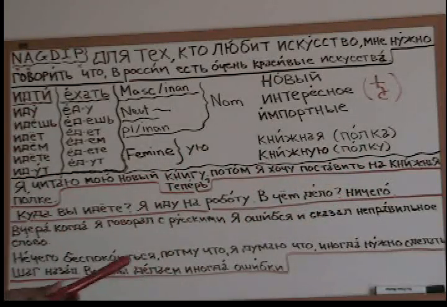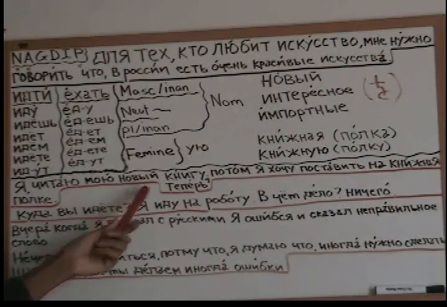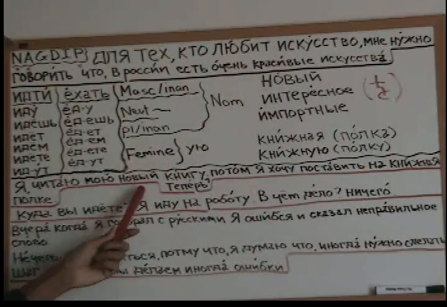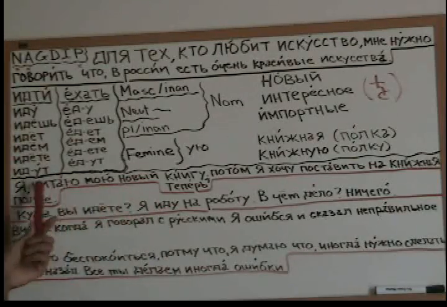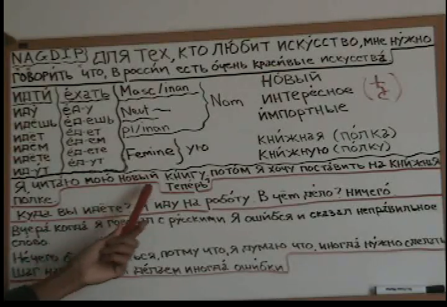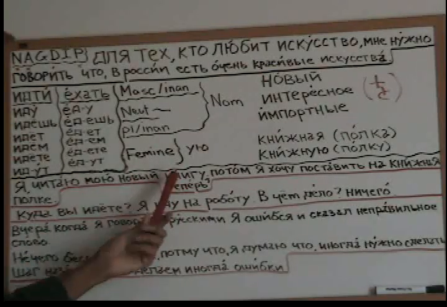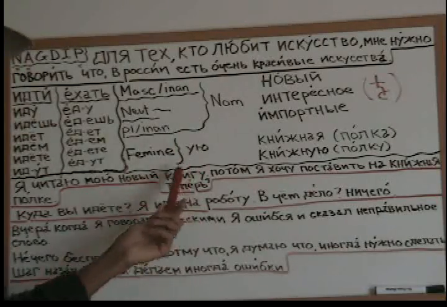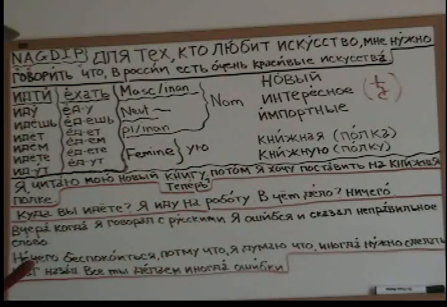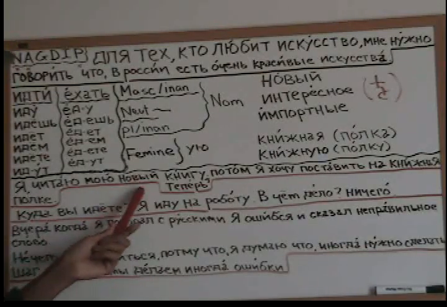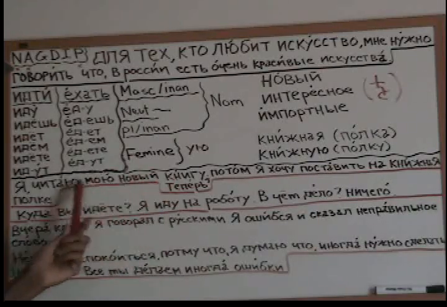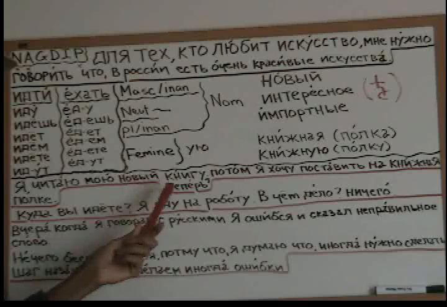Okay, so новый, as I explained, is new, and this is all accusative because now you have the verb. The object must be marked. Книгу is the object, so it's marked. So книга became книгу because it's accusative, right? Новый doesn't change because, like we said before, it's masculine and inanimate, so it stays the same. So, я читаю мою новую книгу.